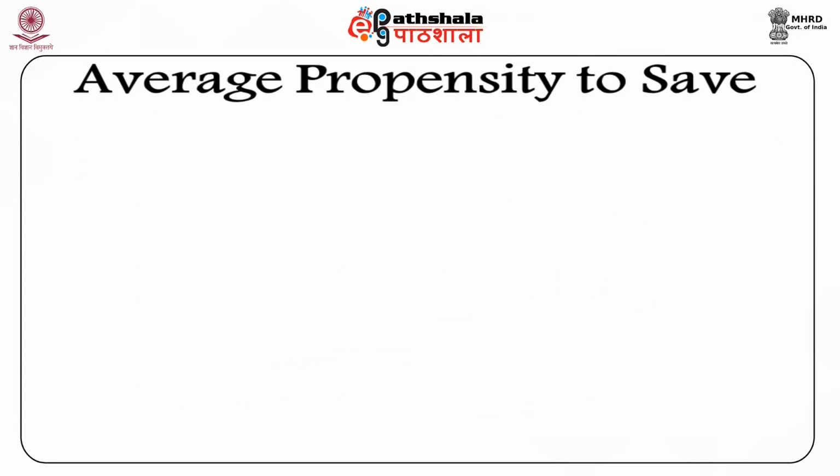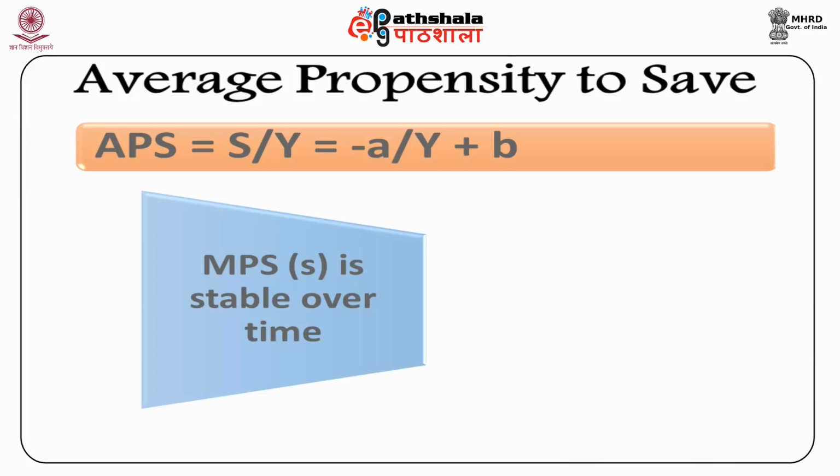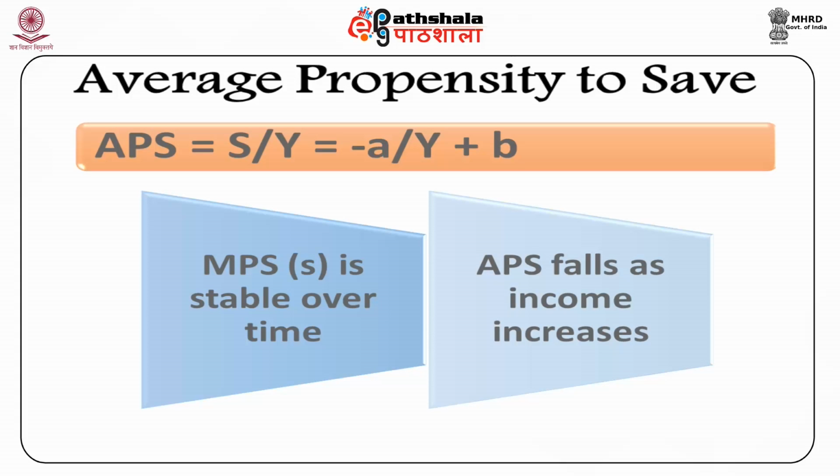Similarly, APS is savings divided by income Y. That is, APS is equal to S upon Y, which is equal to minus A upon Y plus small s. Again, MPS is stable over time, but APS falls as income increases.